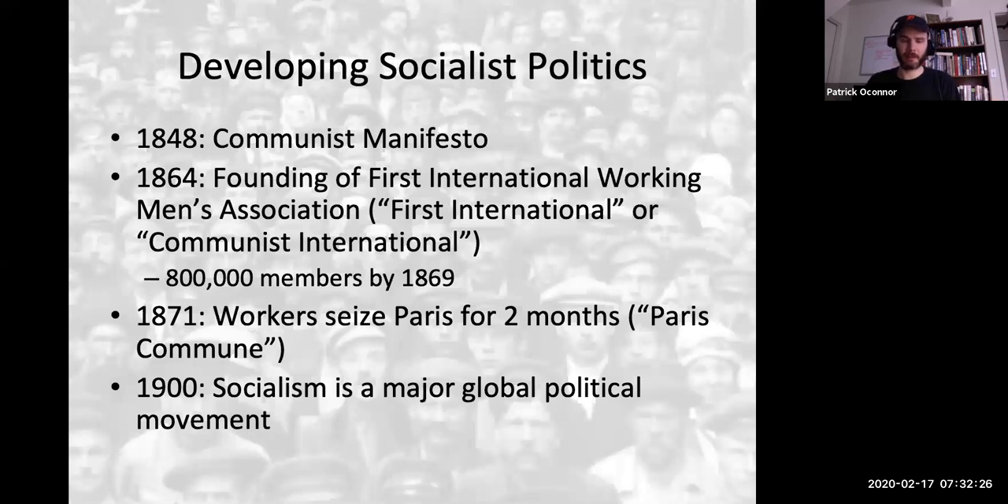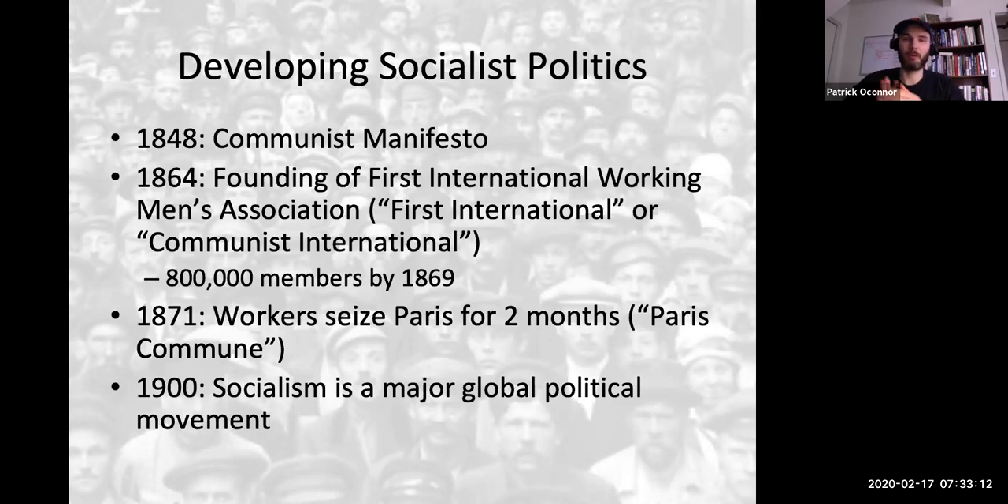Marx and Engels published the Communist Manifesto in 1848, the year of the revolutions that we talked about last week. In 1864, Marx and his allies formed an organization called the First International Working Men's Association, which is just commonly referred to since as the First International or the Communist International. It's sort of the founding of communism. By 1869, there's 800,000 members of the First International. By the end of the century, this is a worldwide movement. It exists in every country in Europe. It exists throughout the United States. It exists across most of the world.